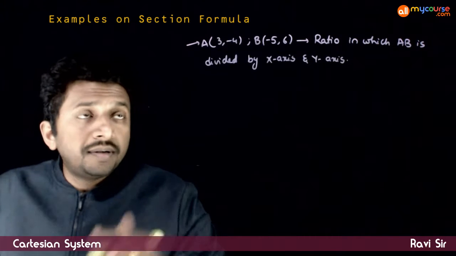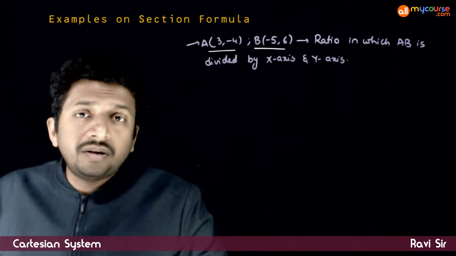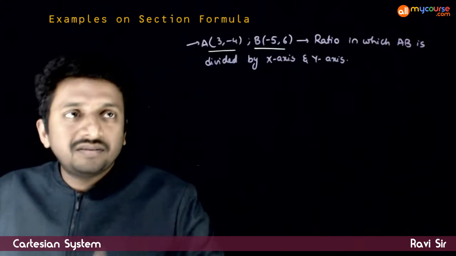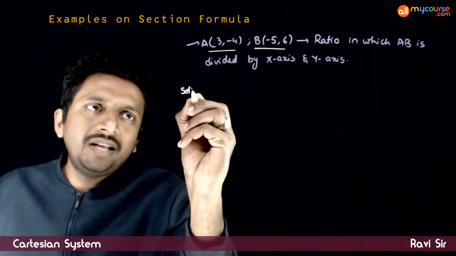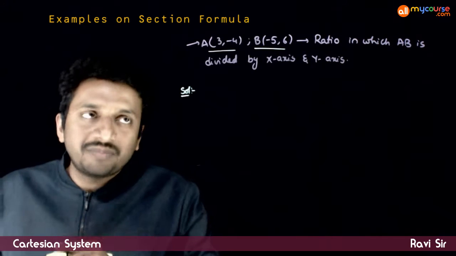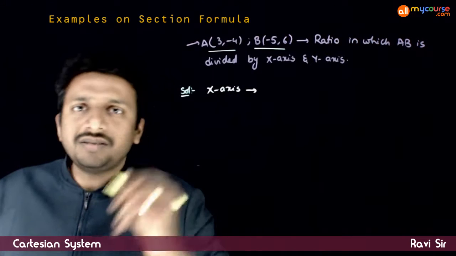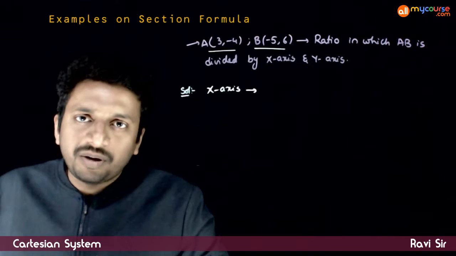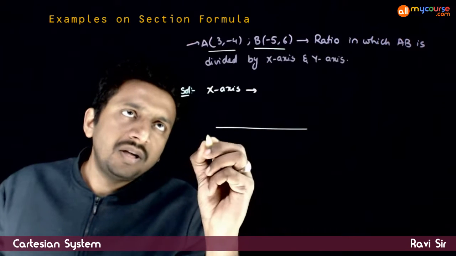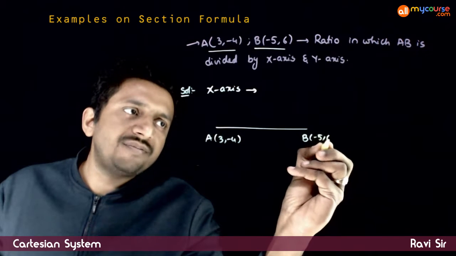In this question, you're asked to find the ratio in which A(3, -4) and B(-5, 6) is divided by the x-axis and y-axis. So we can directly use the formula that we have discussed, or we can try to do it step by step. Let us do one of it by a standard process, and for the other let us use the formula.